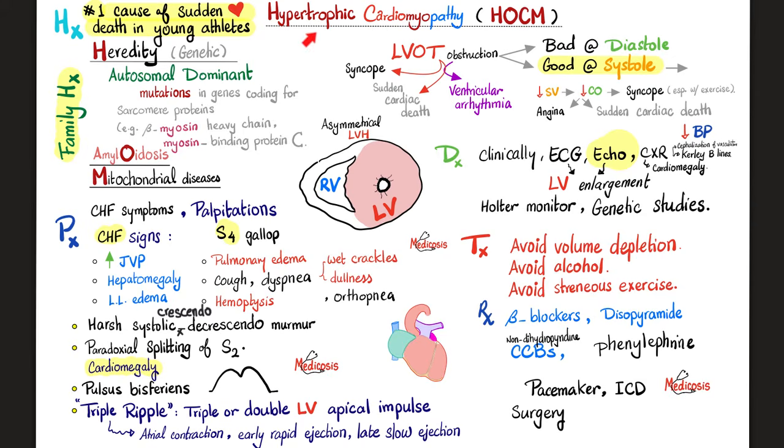Let's review everything on HOCM. By the way, it is the number one most common cause of sudden cardiac death in young athletes. Causes are mostly genetic, don't forget amyloidosis. Signs and symptoms: CHF signs and symptoms, palpitations, crescendo-decrescendo harsh systolic murmur at the left sternal border, S4 gallop rhythm, paradoxical splitting of S2 heart sound, cardiomegaly, pulsus bisferiens.